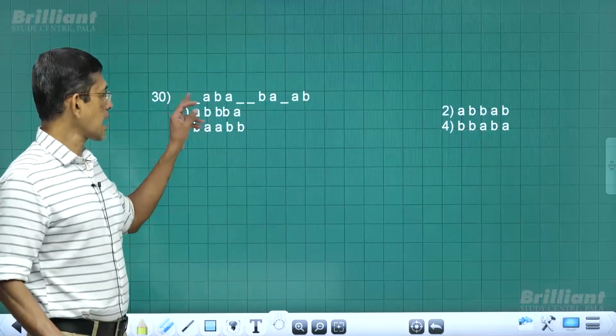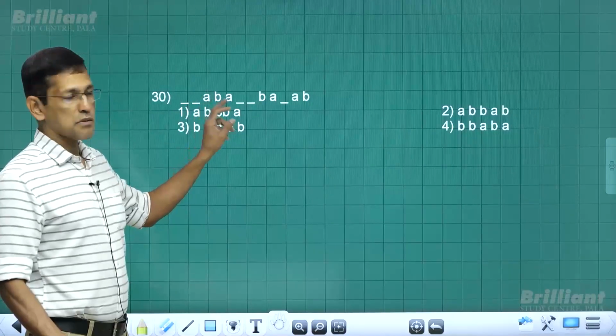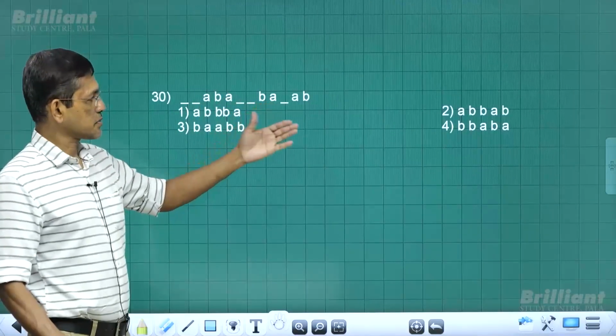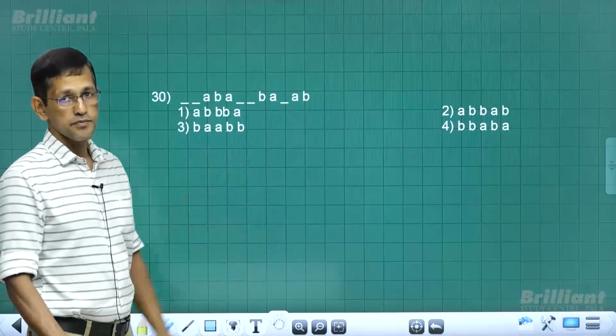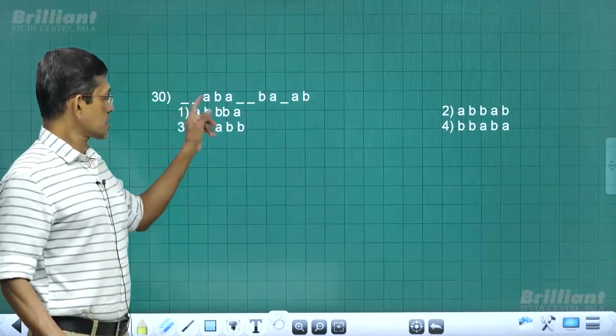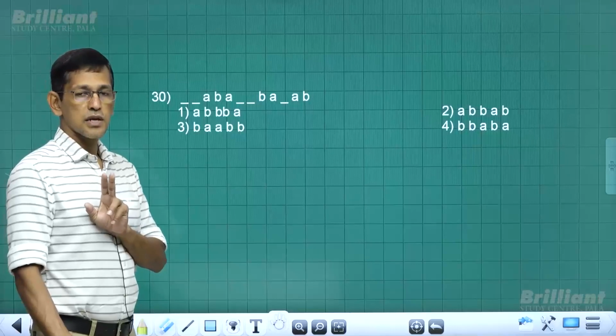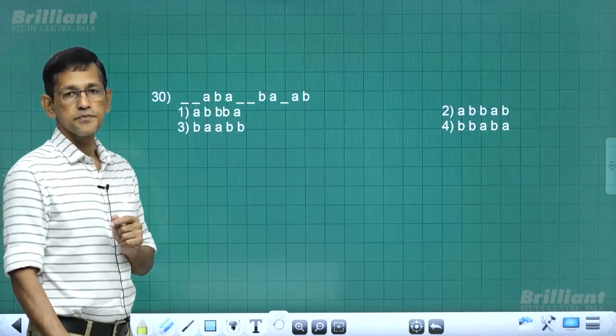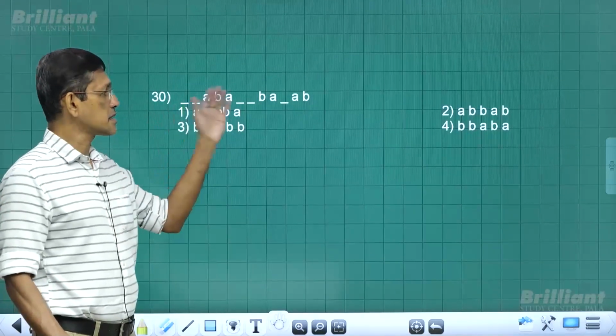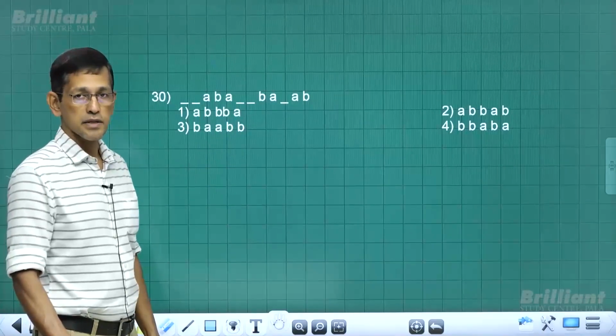So that means the letters that are supposed to come at the point of these blanks are supposed to be either A or B. So ultimately, this series will have only two different letters, A and B. However, that A and B could be in some kind of a pattern. So what is the pattern here?